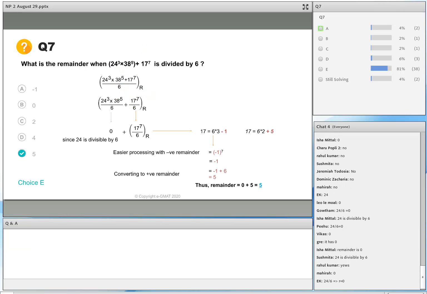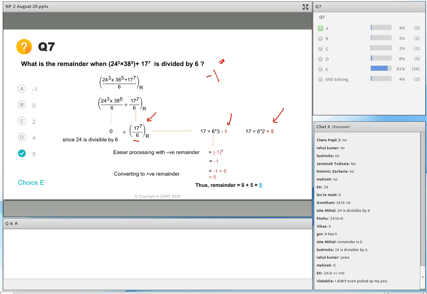So what do I do over here? I calculate the two remainders. What are the two remainders? It's either equal to 5 or equal to minus 1. And I also have an exponent of 7. Again, understand, base remainder, then the exponent, right? Tell me, what would you rather calculate? Minus 1 to the power 7 or 5 to the power 7?